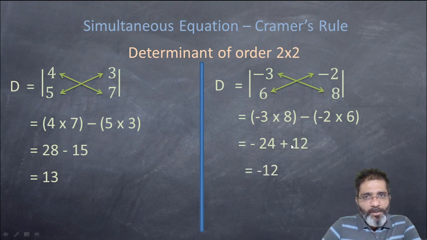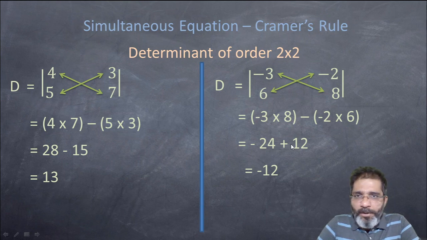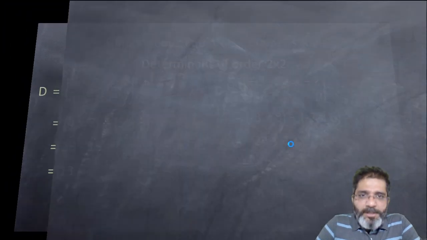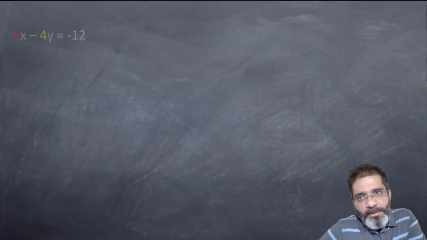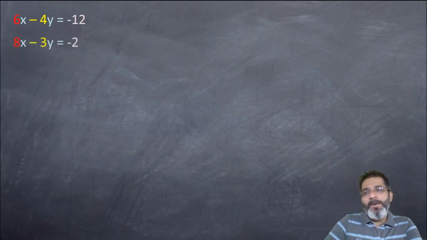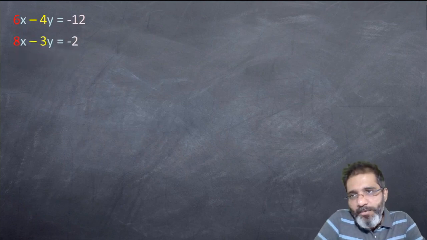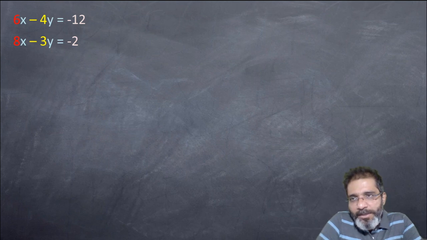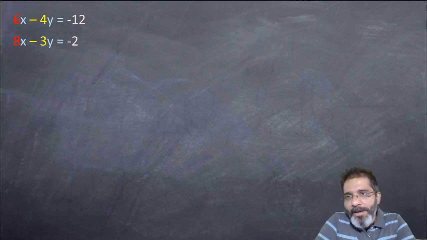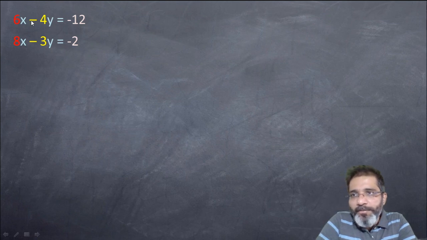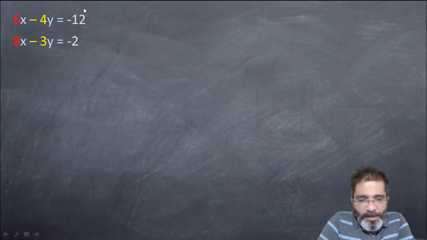Okay, so now we know how to solve a determinant of order 2 by 2. Now we'll see how to solve a sum by Cramer's rule. If you see the equations I have written, I have used similar colors for particular numbers. For the coefficients of x I have used red, for the coefficients of y I have used yellow, and for constants I have used light pink. Now we are going to follow this color pattern.